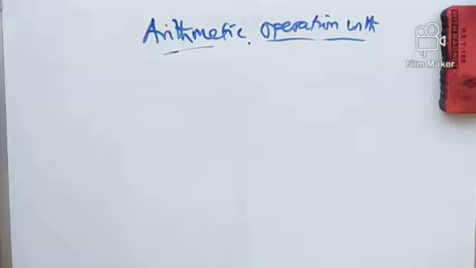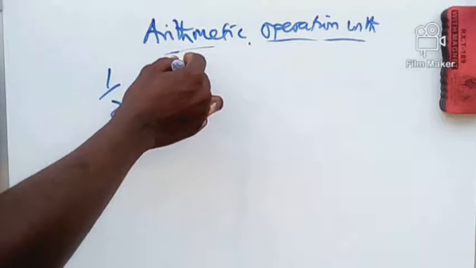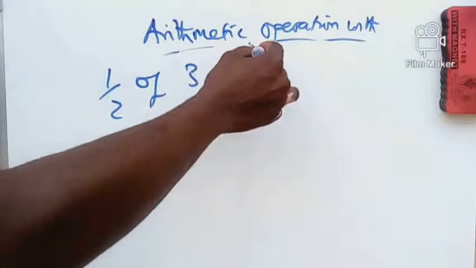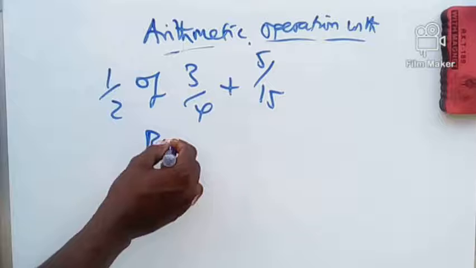Now let's look at problems that involve a mixture or combination of arithmetic operations. So let's say we have problems like this: 1 over 2 of 3 over 4 plus 5 over 15. How do you tackle this problem? Notice that there are two operations here. We have of and we have addition. So how do we tackle this problem? Now, to solve problems involving a mixture of arithmetic operations, what you are required to remember is the concept of BODMAS.